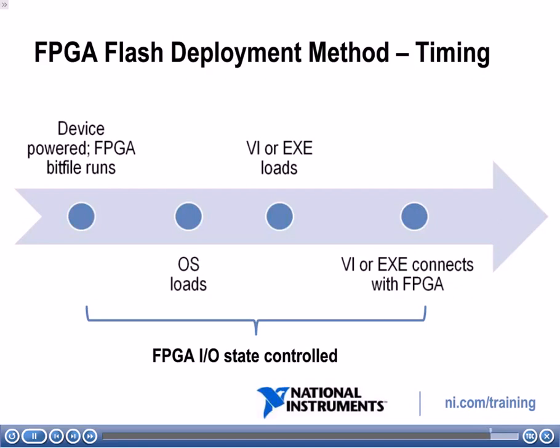So that means with that FPGA VI, if I have some logic in there to control that I/O state, then that'll run immediately. Okay, so the FPGA is already up and running, the FPGA I/O state is already controlled, and then we can wait for the OS to load, and then also our application VI or EXE to load. And then the VI or EXE can connect with the FPGA VI by using the Open FPGA VI Reference function.